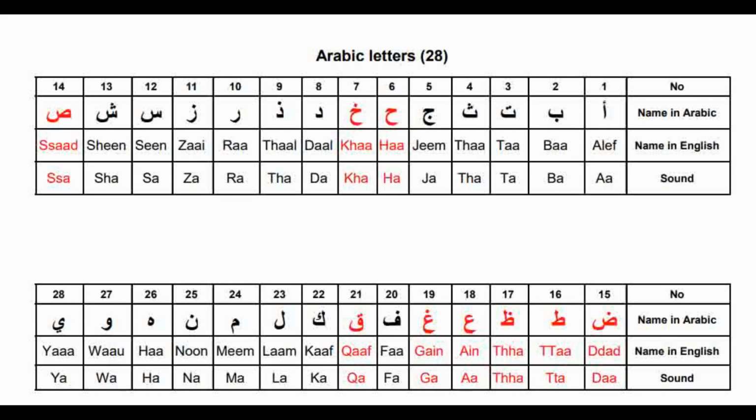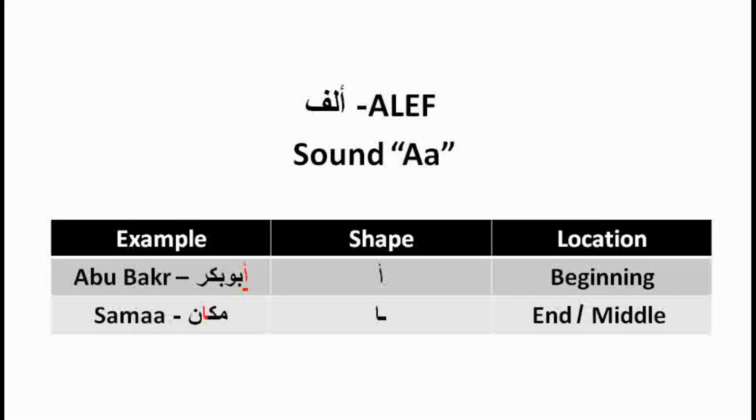So if you have time to remember the names, then that's good. If you don't have time, then it's enough to remember the sound of the letter. Now let's go and take them one by one. The first letter in the Arabic alphabet is the letter Alif, which gives us the A sound.